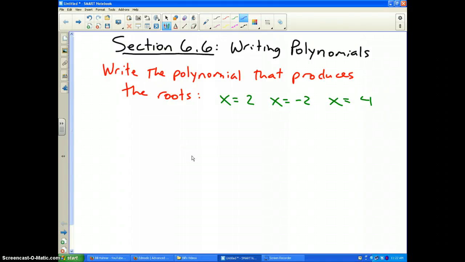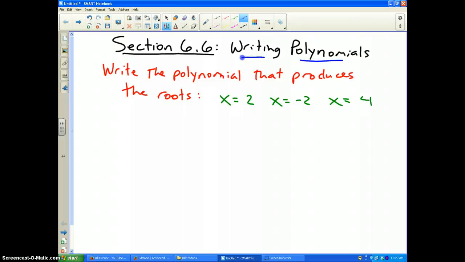All right, section 6.6 basically deals with the same idea that section 6.5 did. We're going to work on solving polynomials. However, the polynomials this time are going to involve imaginary or complex numbers. But before we do that, one other skill that section 6.6 talks about is writing polynomials.